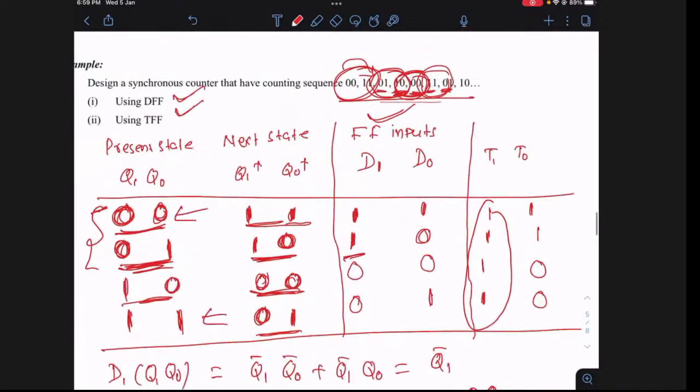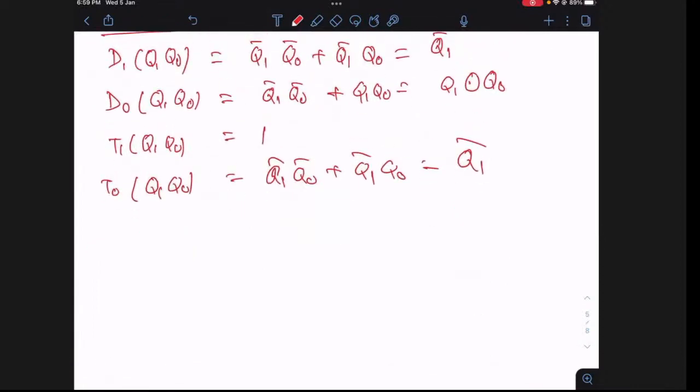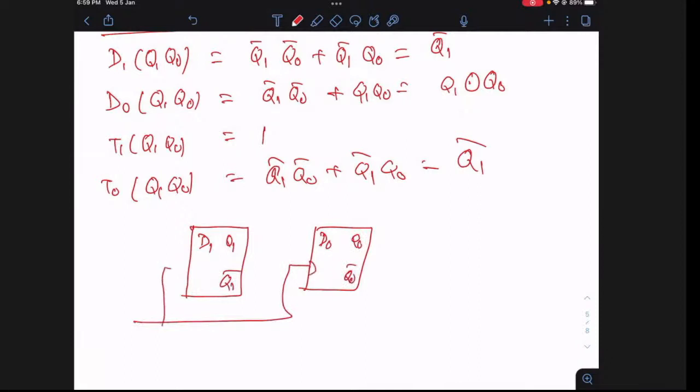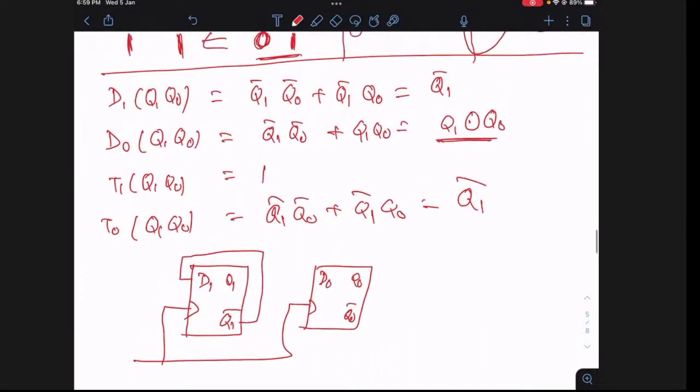So this is the design part. Using D flip-flops, I'm taking two D flip-flops, named D1 and D0, with outputs Q1, Q1 complement, Q0, Q0 complement. I'm designing this synchronous counter, so all of them are triggered by the same clock source. D1 should be connected to Q1 complement, and D0 is connected to Q1 XNOR Q0.